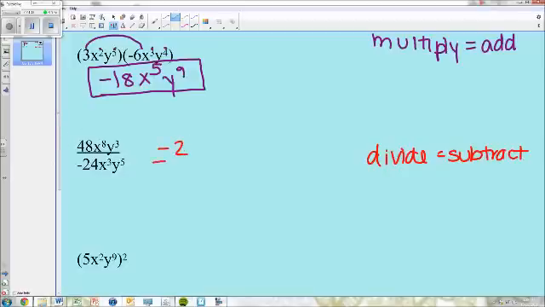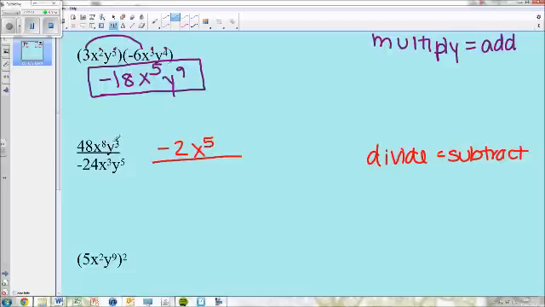I'm going to draw my fraction line because I know my answer is going to need to be in fraction form. Look at my exponents. I have 8 on top, 3 on bottom. Well, if I subtract that, I get 5. And remember, we always put the answer wherever we had the bigger exponent to begin with. So 8 was bigger than 3, which means I'm going to have x to the fifth on top.